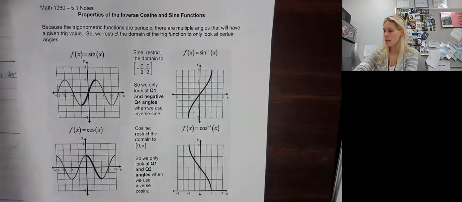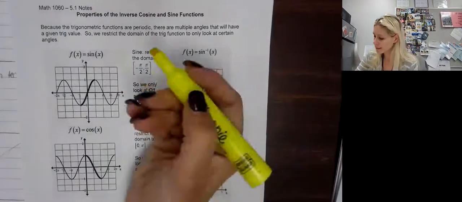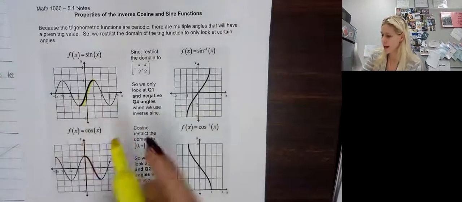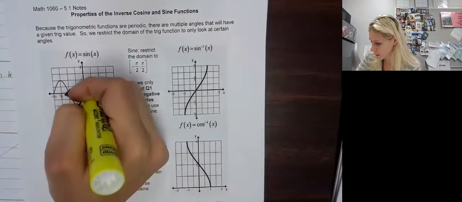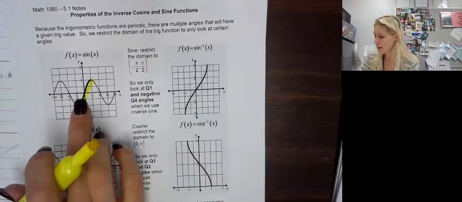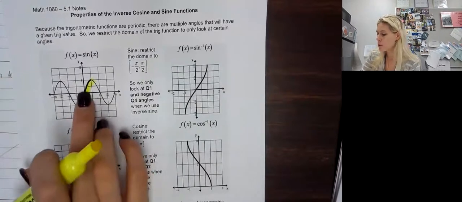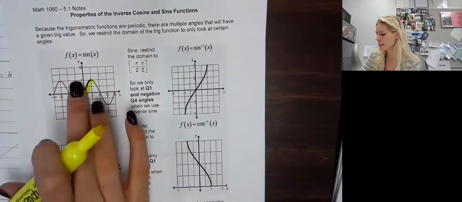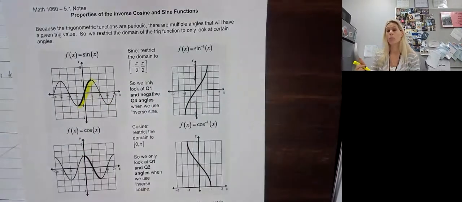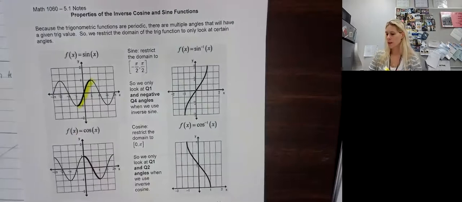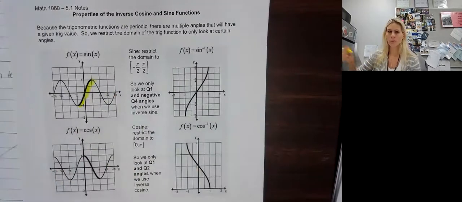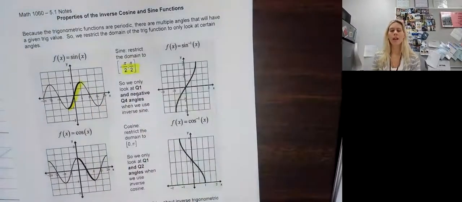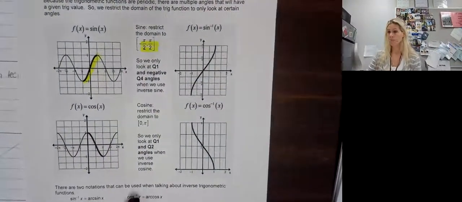So the idea that I want to show you is that for sine, we would have a function, if we switched our x and y's, between negative pi over 2 and pi over 2. We wouldn't do 0 to pi or 0 to 2 pi because, again, it would not pass that vertical line test once we switch our x and y's. So our domain restriction for sine is negative pi over 2 to pi over 2.